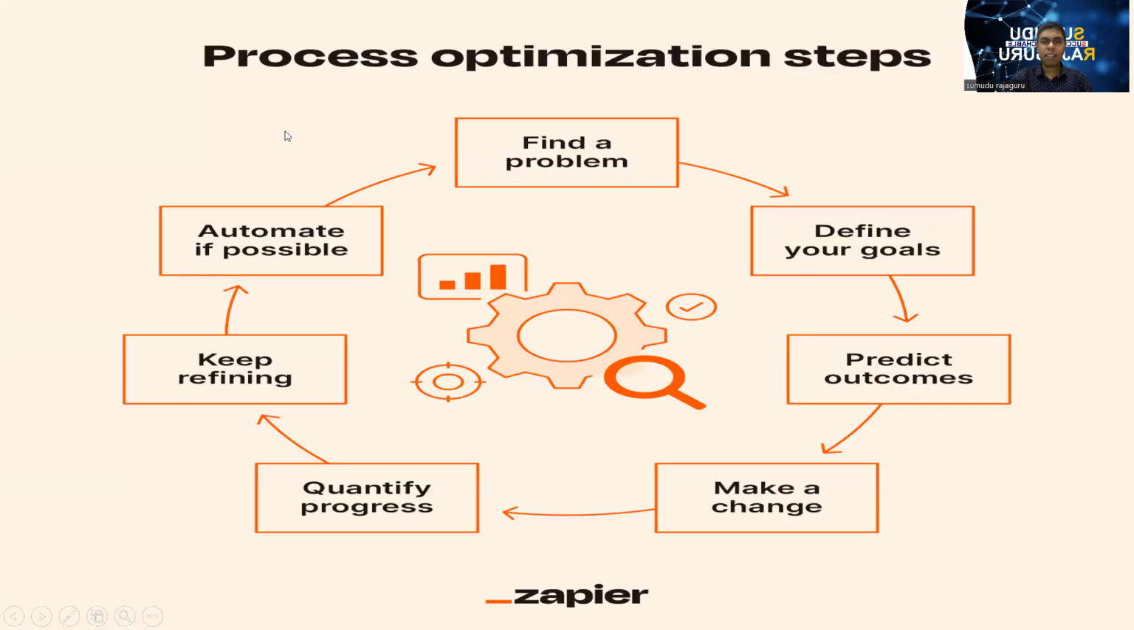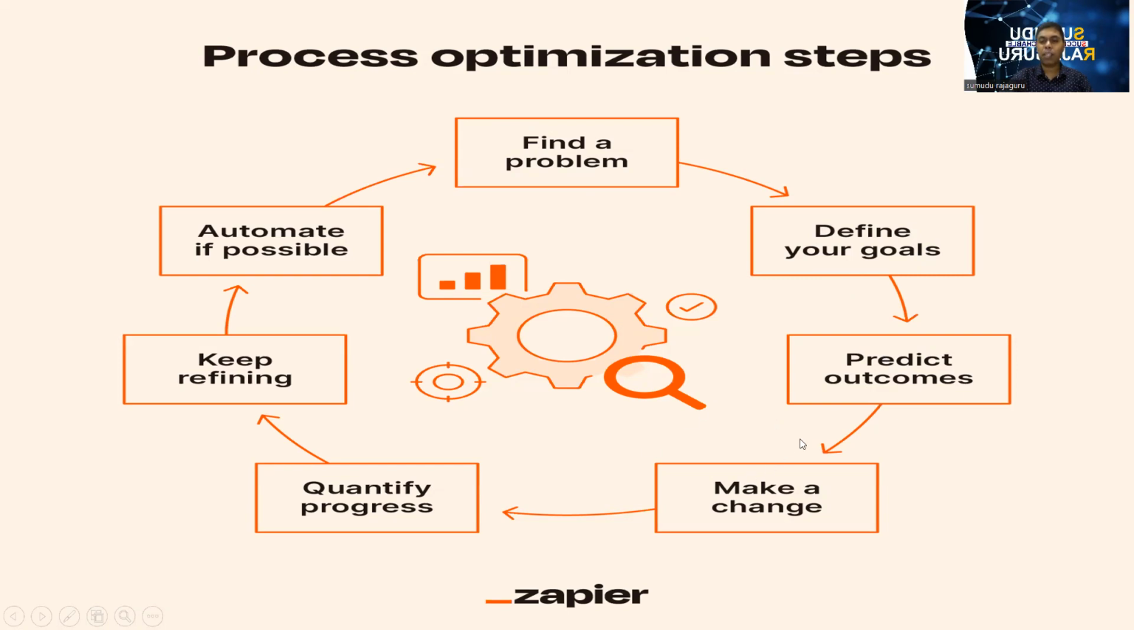So this is the cycle of process optimization. First we have to find the problem. After we find the problem, it is required to define the goal. Then based on the goal, we can predict the outcomes. So we have some problem, we have already defined the goals and we have predicted outcomes.